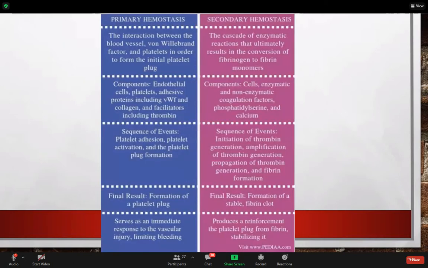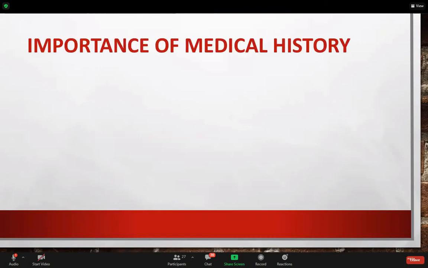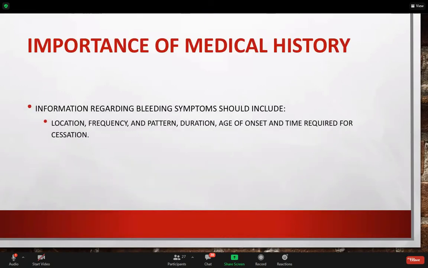Okay? In general, we can categorize hemostasis into primary and secondary. Primary, basically the final result is the formation of a platelet plug. Okay? While secondary is where you have the formation of a stable fibrin clot. So it relies heavily on plasma coagulation. Okay? Okay. So what's the importance of the medical history here?